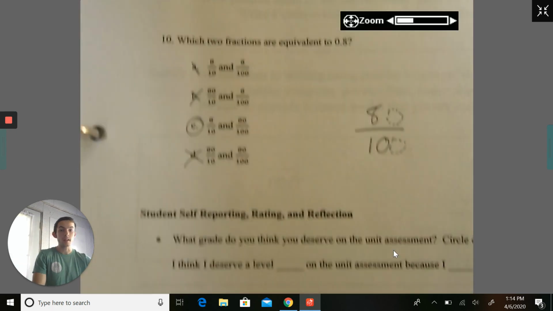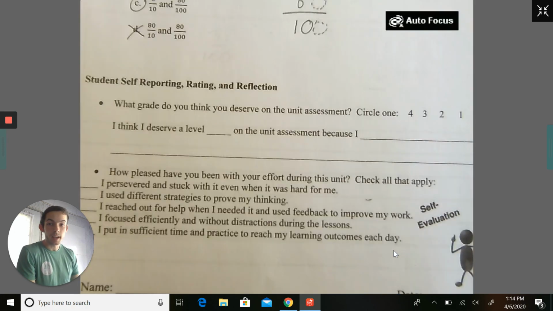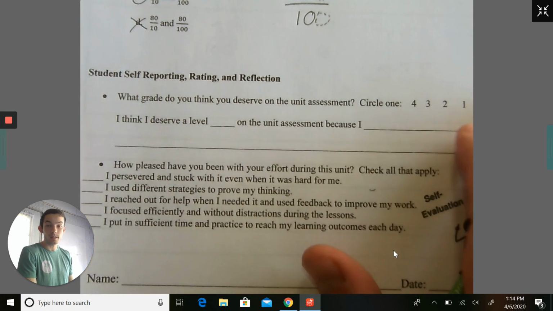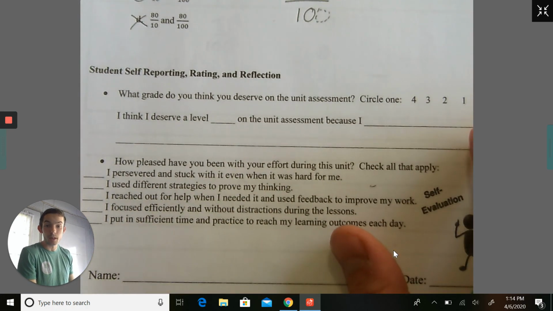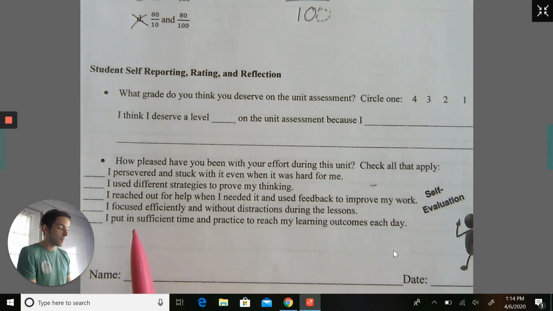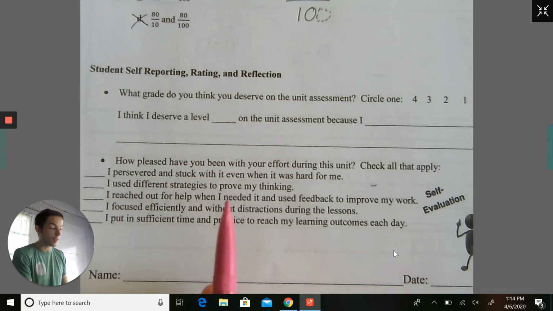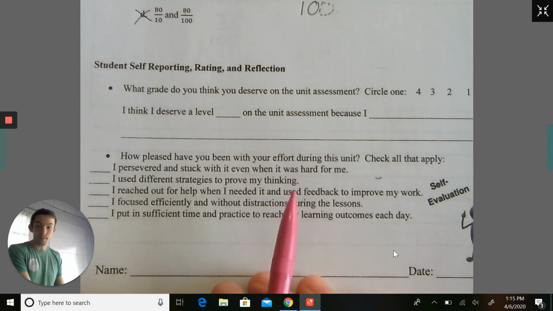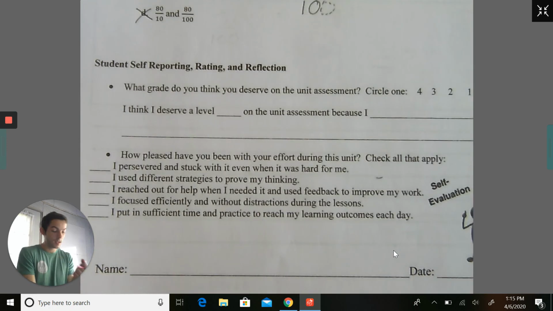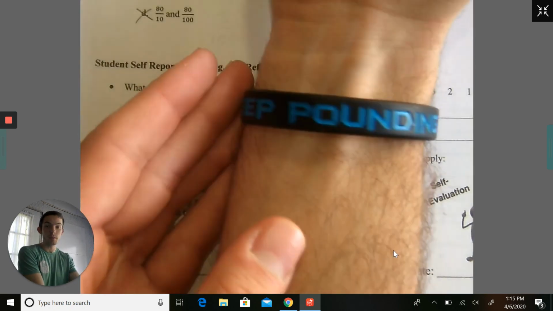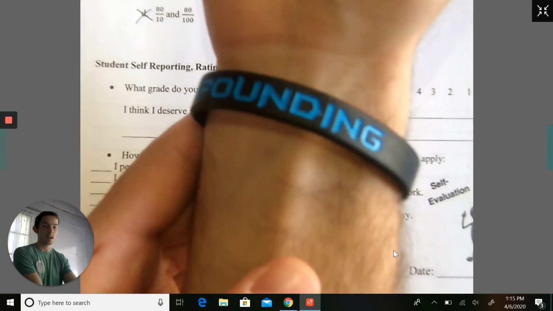Down here at the bottom, this is honestly for you, but I would love for you to take a picture and send it to me if you can. I'm really proud of you guys. I know that this is not an easy time for students, but hey, keep pounding and doing your best, and I'm really proud of you guys.